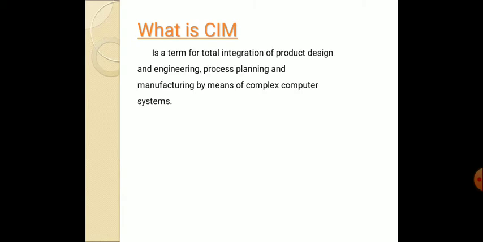So now, what is CIM? CIM is nothing but Computer Integrated Manufacturing, which deals with the integration of product design, process planning and manufacturing by means of a complex computer system. So next, the scope and benefits of CIM. Now we have to study the scope. So what is the scope?